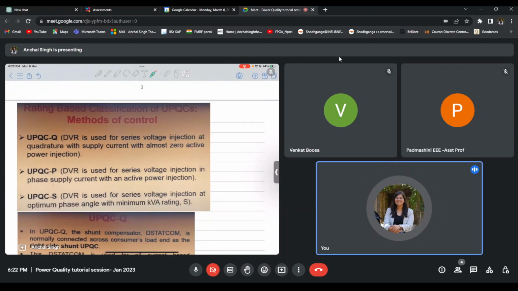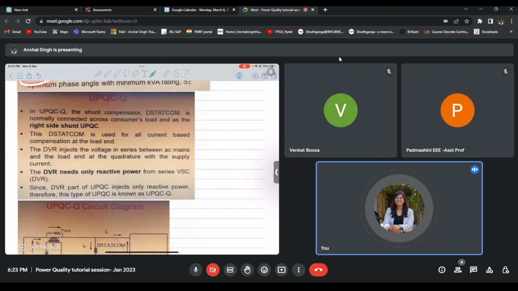Now, let us discuss the methods of control. As I mentioned, UPQC-Q is a type of UPQC that can supply only reactive power, and UPQC-P is a type of UPQC that can supply only active power. And if you need your UPQC to supply both active and reactive power, then it is called UPQC-S. So depending on what goal we are trying to achieve, our method of control is going to change. Our application will tell us the need for which kind of UPQC, and then based on that we will select whether we want to go for UPQC-Q, P, or S.